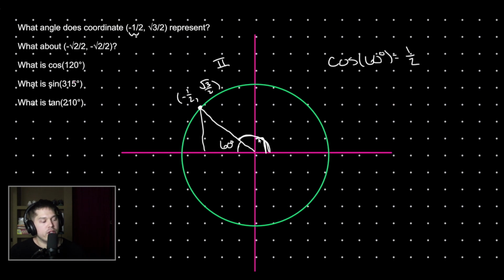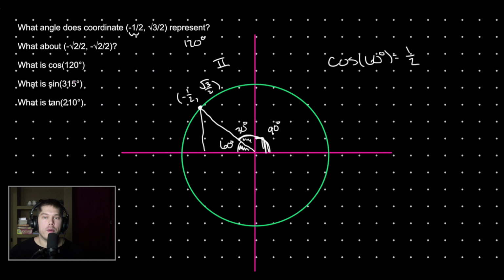Okay? So what is that? Well, our first quadrant forms a right angle. That's 90 degrees. If this reference angle we just made is 60 degrees, that means this other bit will be 30 degrees. And 90 plus 30 is 120. So the angle that this coordinate represents is 120 degrees. Okay. What about the coordinate negative root 2 over 2, comma negative root 2 over 2?